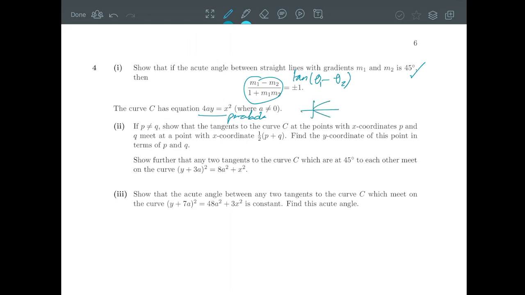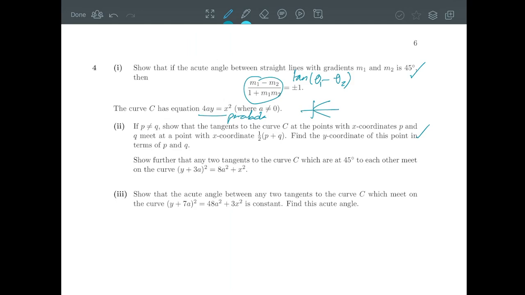So is that kind of shape. If P does not equal Q, show that the tangents to the curve with x coordinates P and Q meet with x coordinate there. So we need to find some tangents in general, put in the point of intersection. That seems reasonable. Show further that any tangents to the curve which are 45 degrees meet on that special curve.